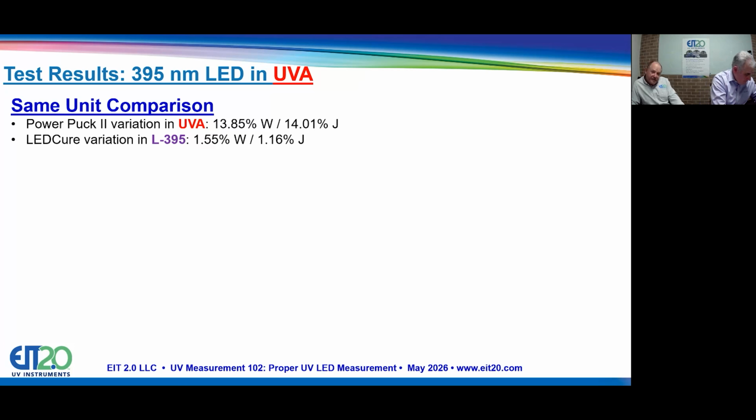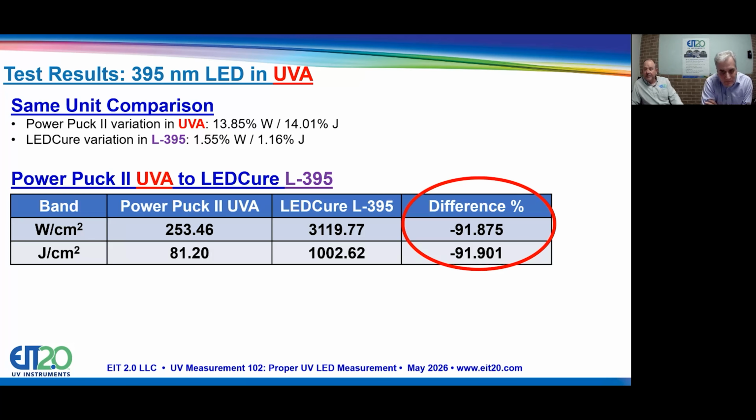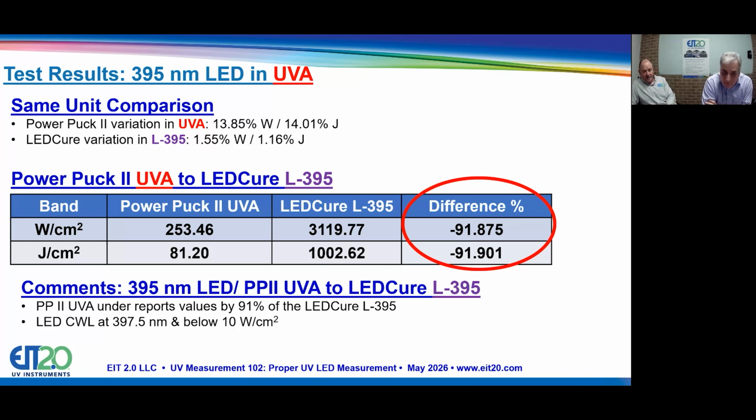There's quite a bit of variation between the two units before we even take any measurements there, whereas that L395 band is very close. And here's the scary number here, where you get up to over 90% difference with that power puck grossly underreporting the actual values there. And again, very easy to get a 395 LED over 10 watts, but these kind of numbers are not going to be good for trying to communicate or trying to save time and money when you measure.